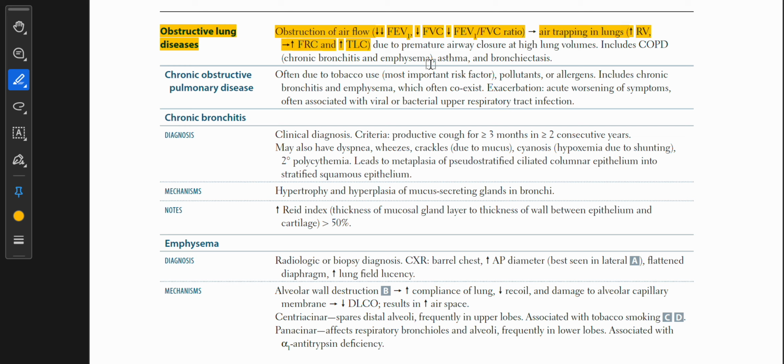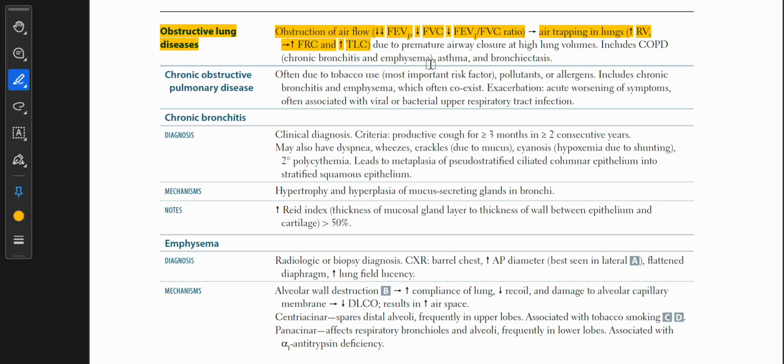Smoking normally affects almost each and every organ of our body, right? So smoking is the worst thing that we can do. It is the most important risk factor, and pollutants and allergens can also cause COPD. It includes chronic bronchitis and emphysema, which often coexist. Exacerbation is an acute worsening of symptoms, often associated with a viral or bacterial upper respiratory tract infection.